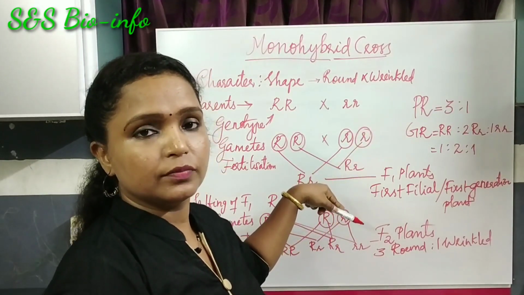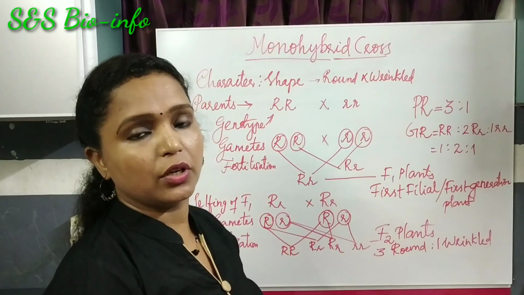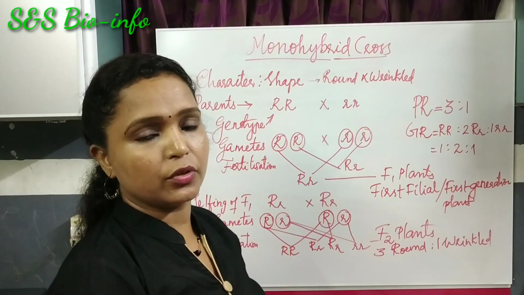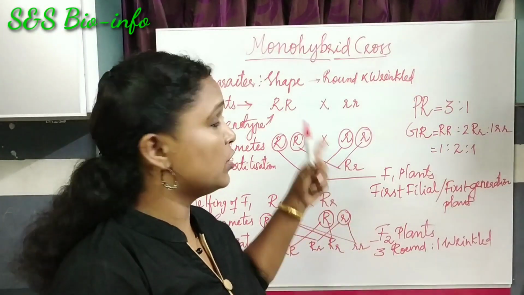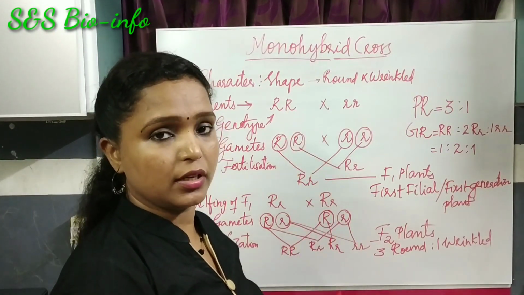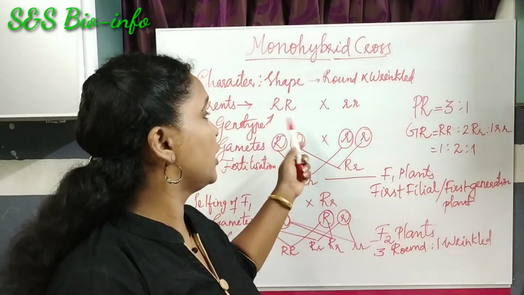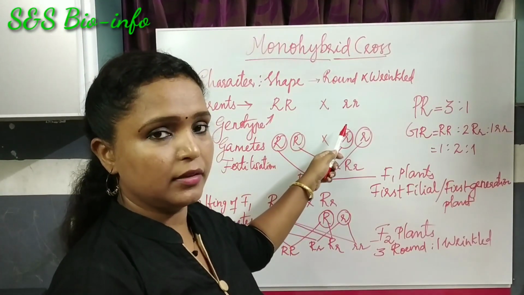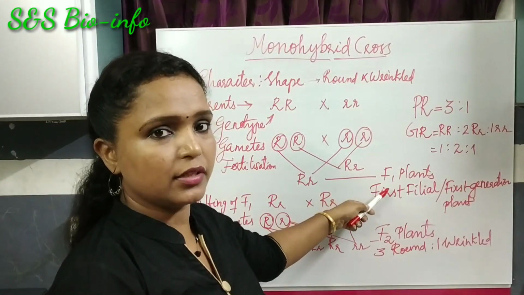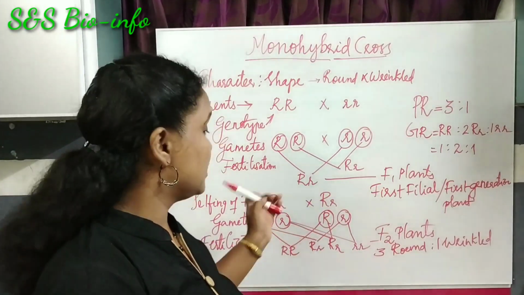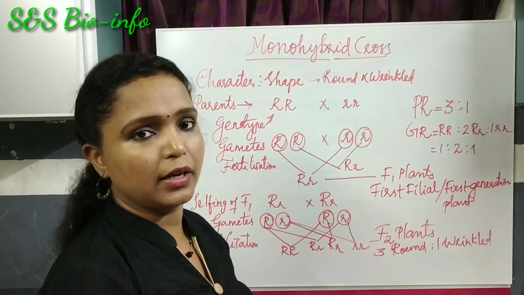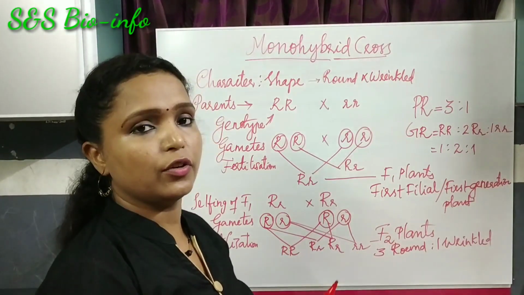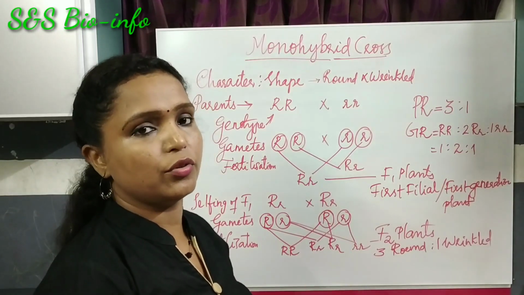Is it clear now? I hope you understood the topic well. What is monohybrid cross? What are the steps involved in monohybrid cross? It involves two phases such as cross-pollination and self-pollination. Cross-pollination of the male parent with the female parent results in the formation of the F1 generation. Again, the second step, self-pollination of the F1 plants, results in the formation of F2 plants. Its phenotypic ratio is 3:1, genotypic ratio is 1:2:1.